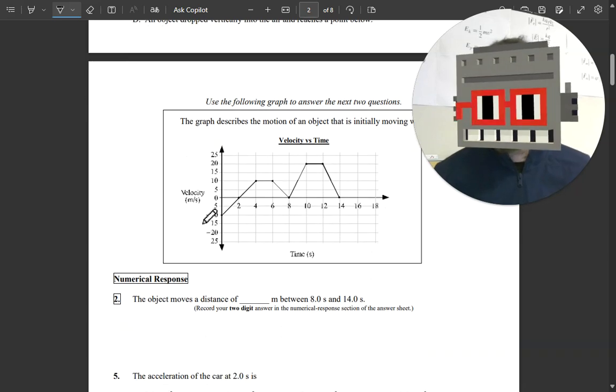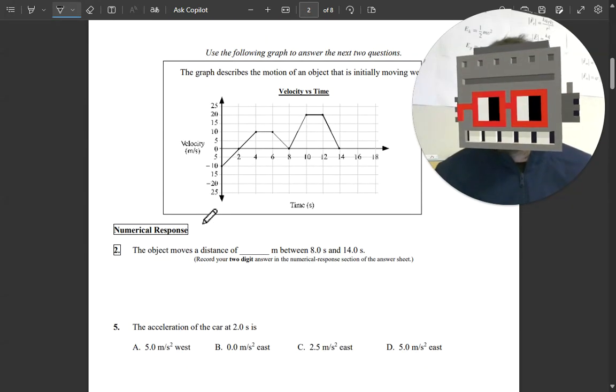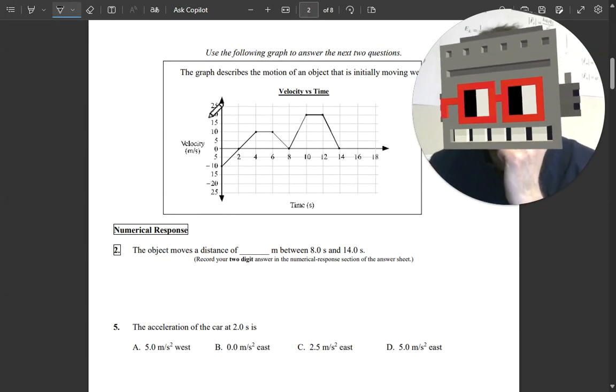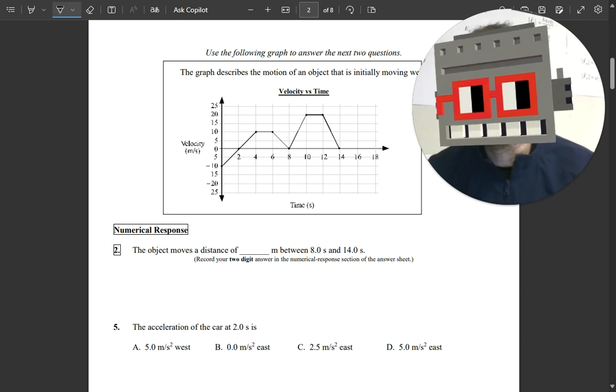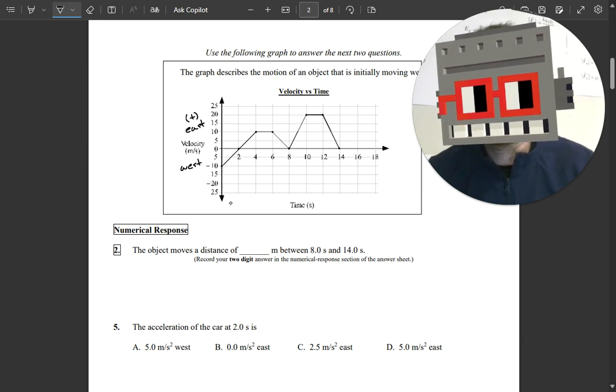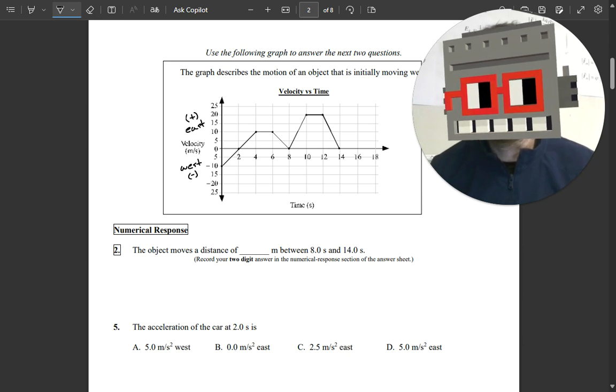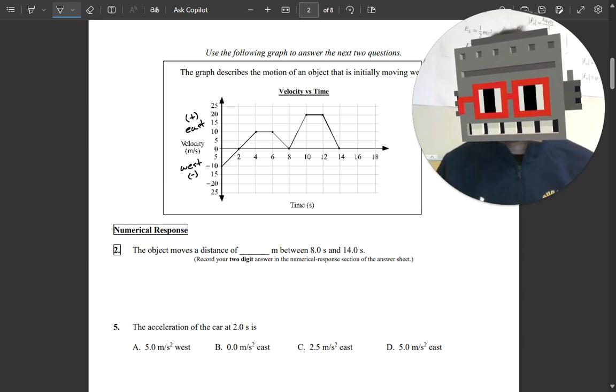The graph describes the motion of an object that is initially moving west. So this object is initially moving west here. Let's see if it's initially moving west. So down here it is west. All right. So negative is west. So that means positive must be east. Okay. So that's going to help me out with my direction later.